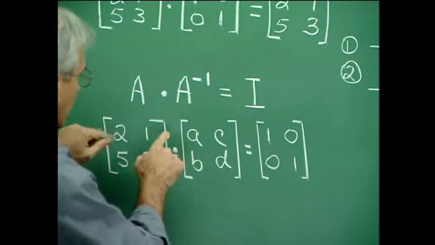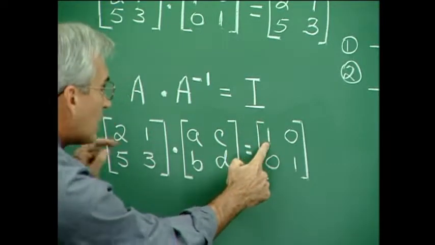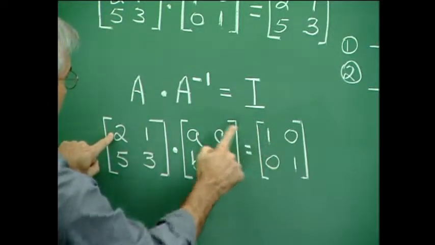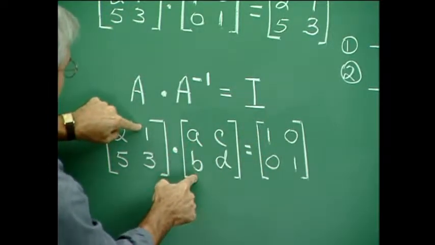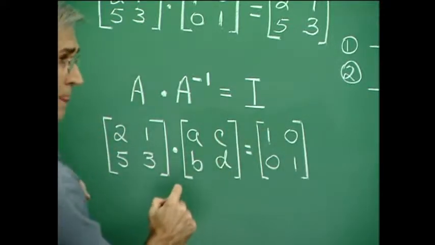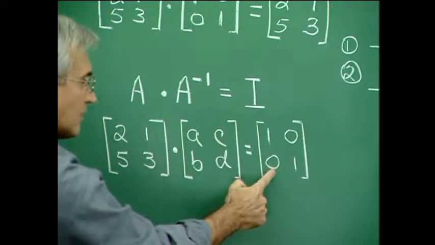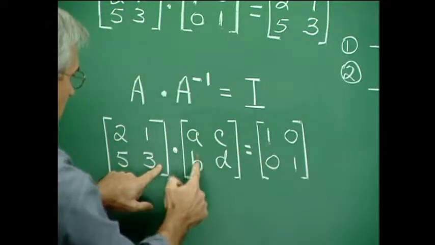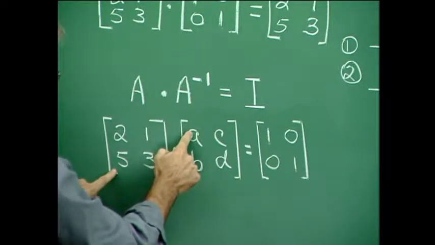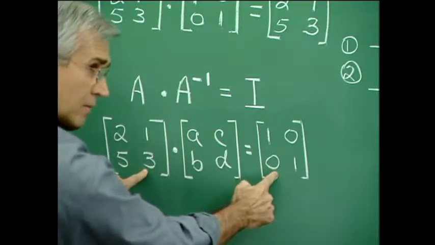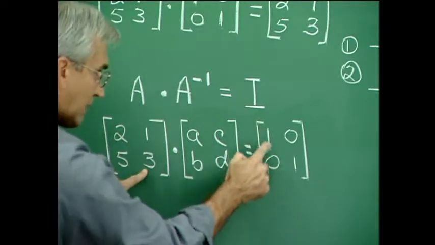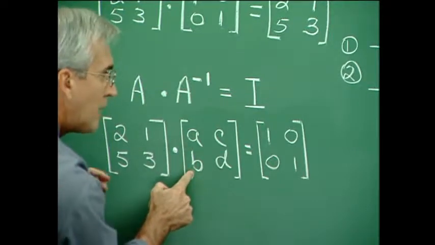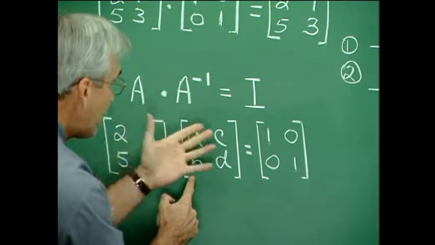We know that we accomplish that element by, since it's in the first row, first column, it is 2 times A plus 1 times B equals 1. And for this item, second row, first column, it's 5 times A plus 3 times B is equal to 0. Now, I chose these two items to talk about because they both involve A and B here. They're both in the first column of this matrix.